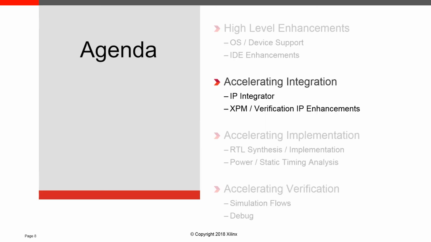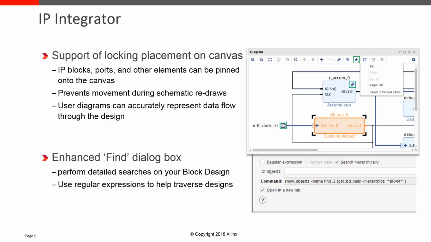Next, we'll look at the IPI and some of the IP enhancements. In IPI, several ease-of-use enhancements have been added, including the support for locking the placement of different elements on the canvas. With this feature, users can now prevent movement during schematic redraws by pinning down the placement of IP blocks, ports, and other elements onto the canvas as shown here.